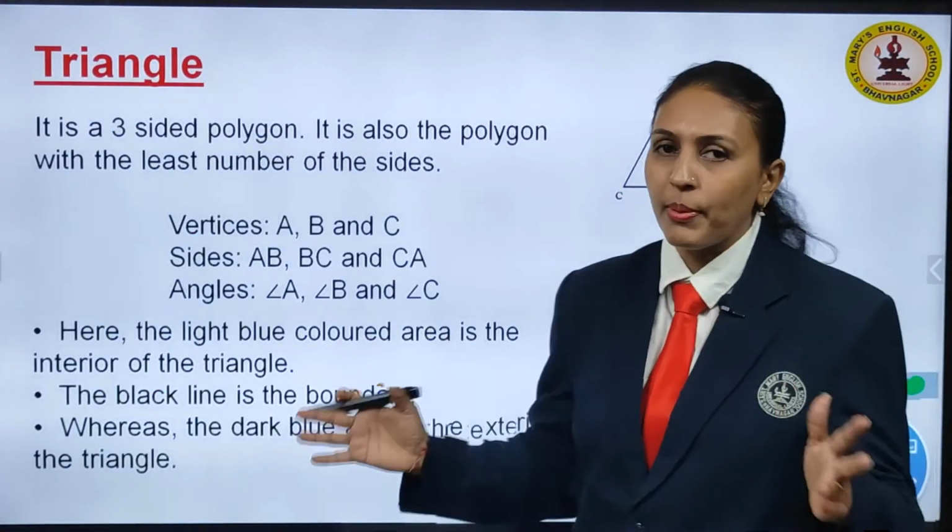Now children, the next topic we have is triangle. Triangle is a polygon. Polygon, why? Because it is a closed figure made up of only line segments, not curves. You can see it is a simple closed figure made up of three sides. So it is called triangle. The word tri means three. So it is a three-sided polygon. Okay. It is also the polygon with the least number of sides. Children, least number of sides, it has three sides. You cannot have any other polygon with less than three sides, children.